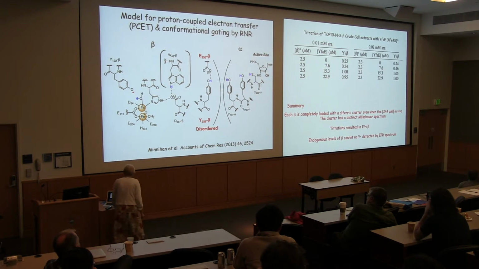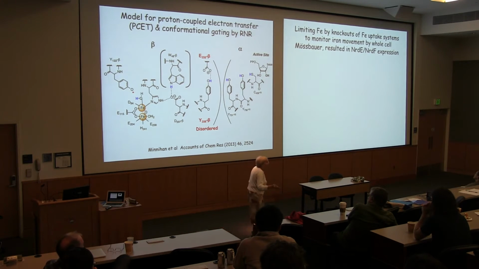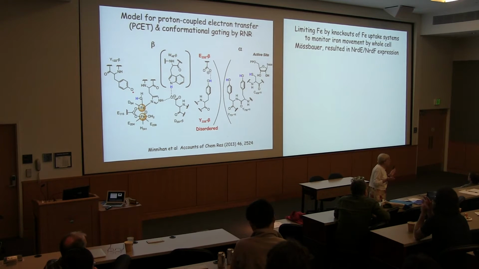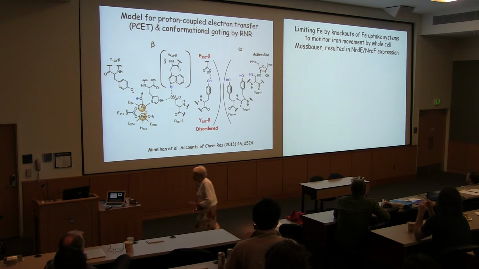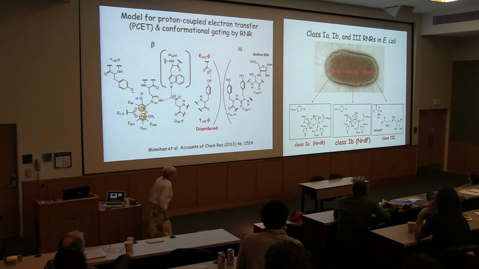Okay. So we have all these mutants of E. coli where we could potentially knock out the iron uptake systems. Could we watch the iron move around inside the cell? And after doing a lot of thinking about this, I realized what a stupid idea. Okay, and the reason it's not a good idea is because almost all bacteria have multiple ribonucleotide reductases.